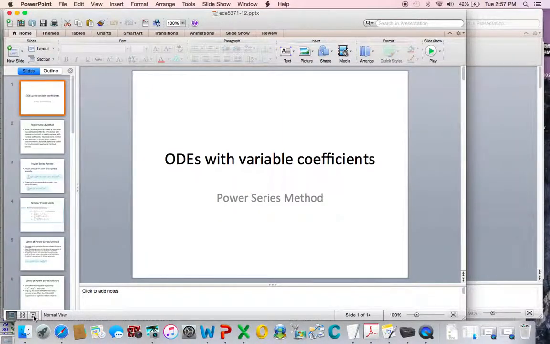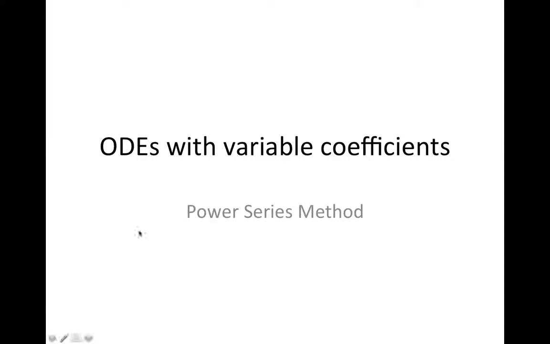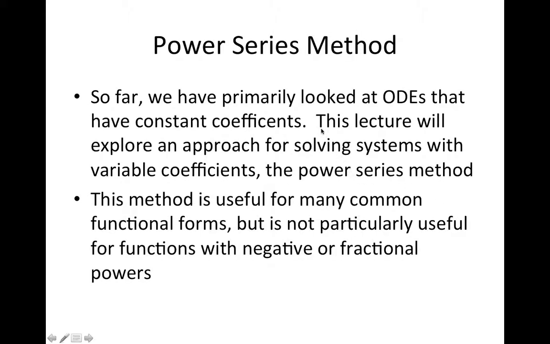Okay, in this lecture, we want to talk about ordinary differential equations with variable coefficients. In the last lecture, we talked about constant coefficients, and we showed how to find a solution for those equations by forming a characteristic equation and then finding the roots of the characteristic equation, substituting back into the form e to the lambda x. In this particular case, we're going to look at differential equations that have variable coefficients.